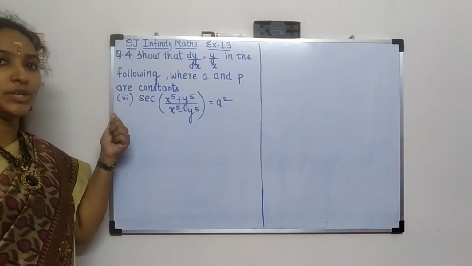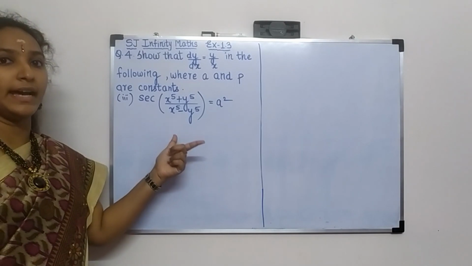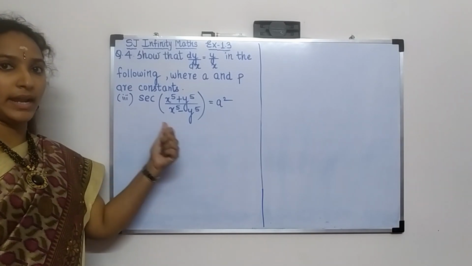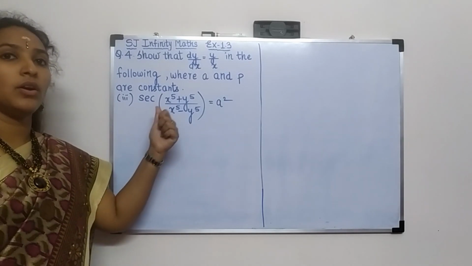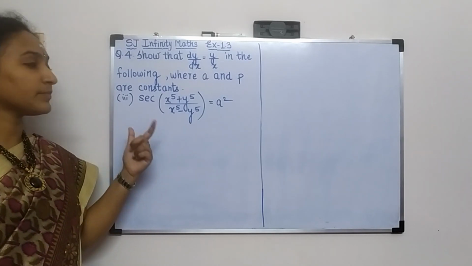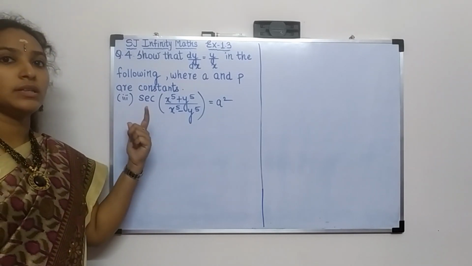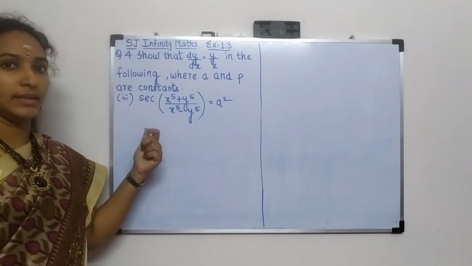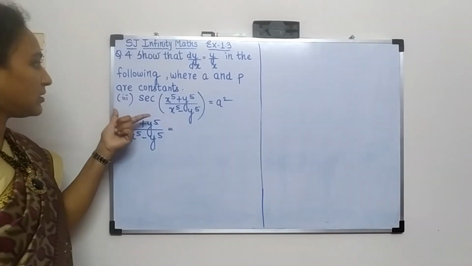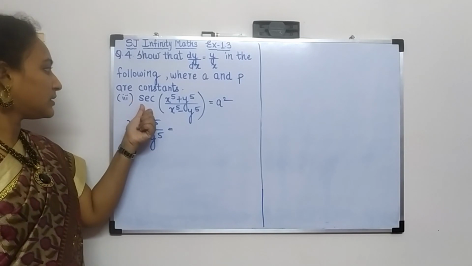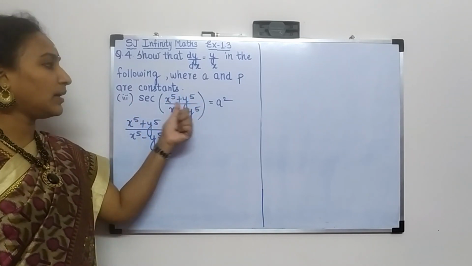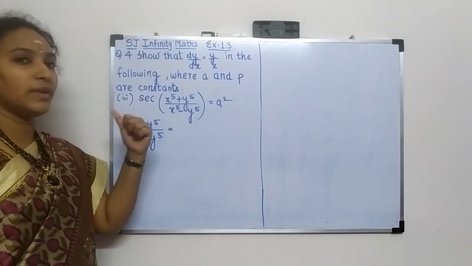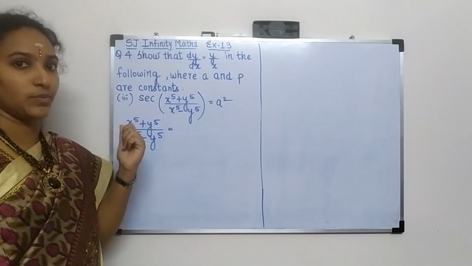See, now we are in question number 3. It is a different type from question number 1 and 2. Here we are not going to take log on both sides or differentiate it directly. We are going to follow some new method and technique. Let us see how. See, we have the question sec((x^5 + y^5)/(x^5 - y^5)) = a^2.